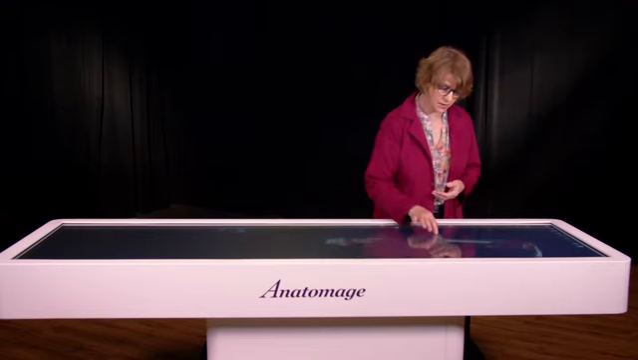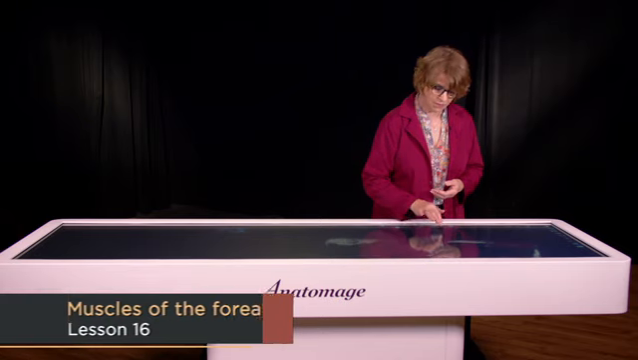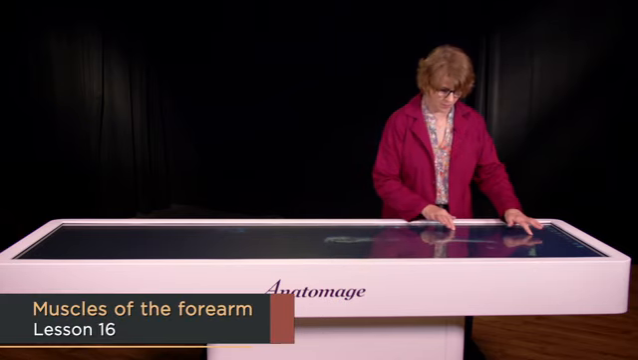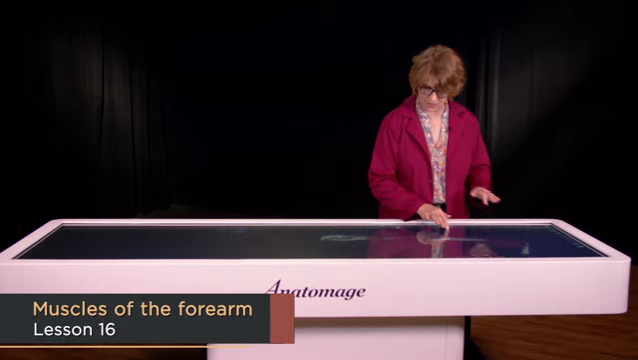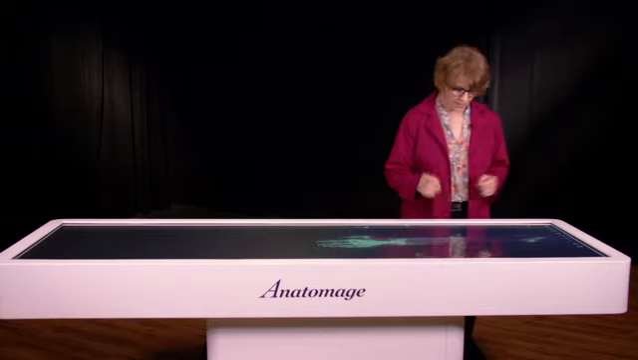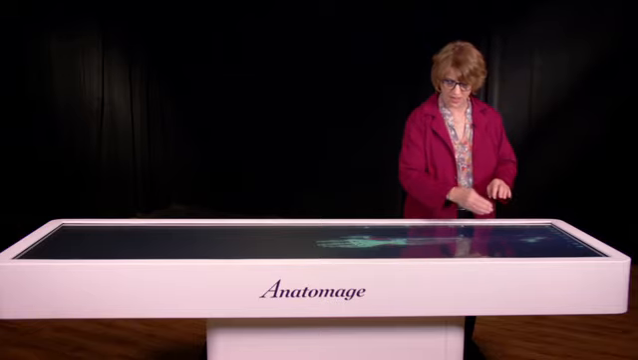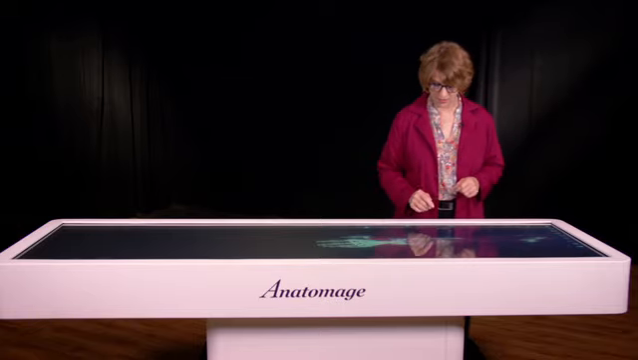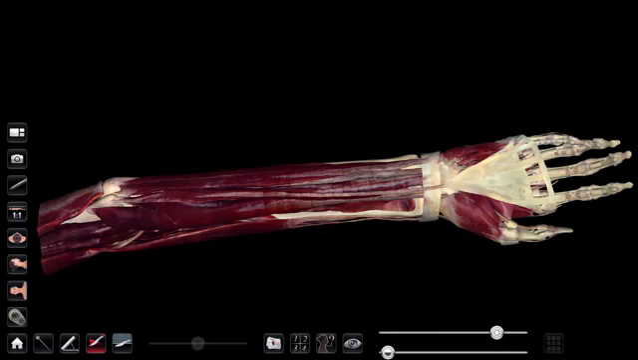Now let's take a look at muscles of the forearm. We'll start anteriorly. We've switched to the high-resolution portion of the Anatomage table so we can look at detail of smaller areas like the forearm and hand. Let me first show you the context of the muscles of the anterior forearm, and then we'll remove them.